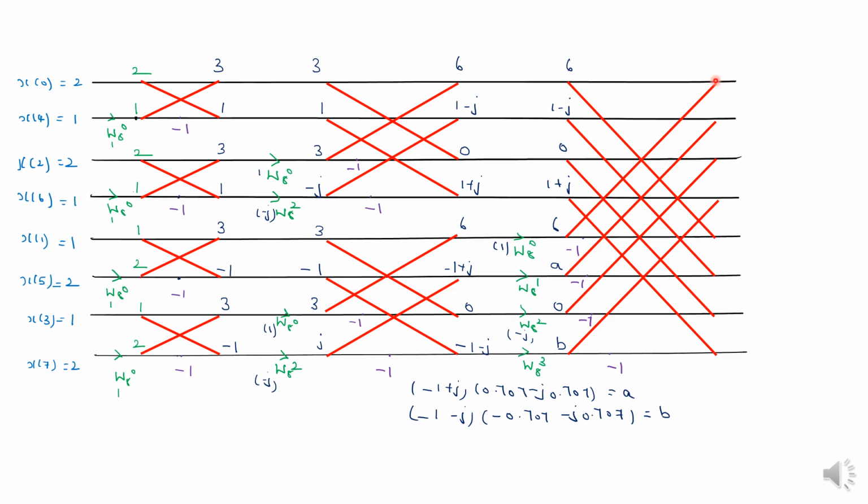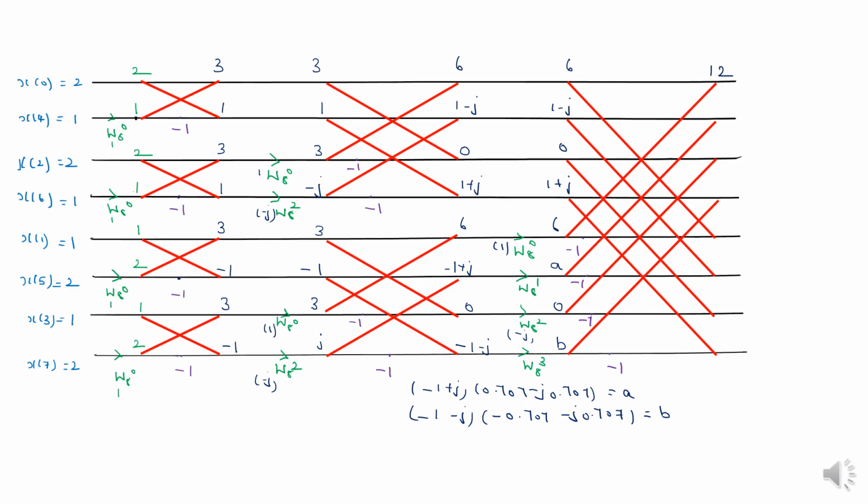So the output of stage 3, the output at this particular point. This point comes via this line and the input is 6, and it is connected through this line whose input is 6. So 6 plus 6 is going to be 12. So the value at this particular point is going to be 12. So I'm marking 12 here.